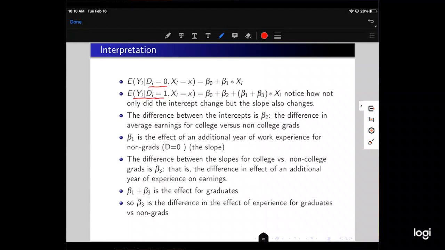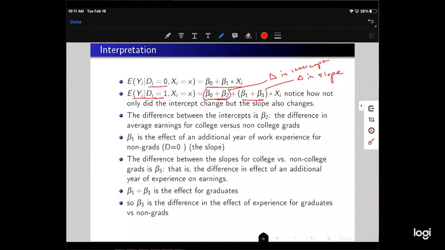And when we plug those values into the model, for d_i equals 0, we get beta 0 plus beta 1x, and for d_i equals 1, we get the additional intercept, beta 2, plus the change in slope, beta 3. And notice how not only did the intercept change, but the slope changes as well. We could put parentheses around there, and we can see that this is the change. I'll use triangle for change in intercept, and this is the change in slope. Beta 3 is the additional slope for a college degree, and beta 2 is the additional intercept for a college degree.